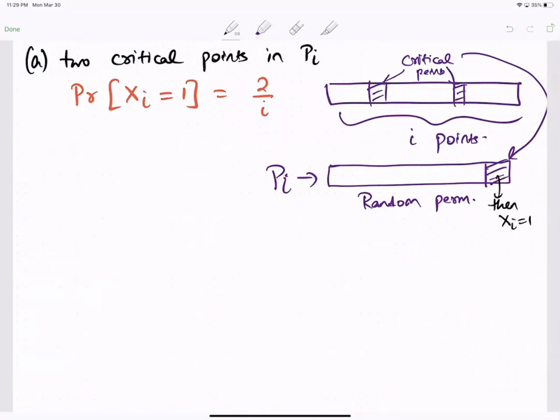Because when one of the critical points lands in the end, that will make the alpha value change. There was some alpha value going on till then, alpha I minus 1. If this critical point lies in the end, then the new alpha I will be smaller than alpha I minus 1, right? And what's the probability that one of these two will come in the end? It's exactly 2 over I, right?